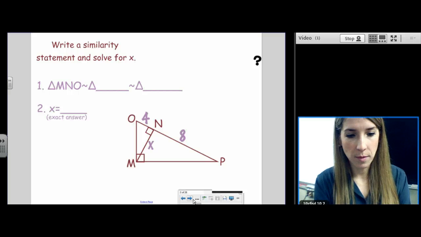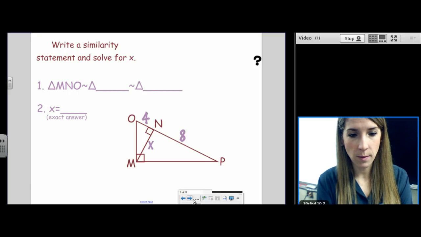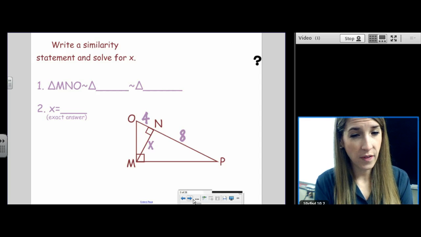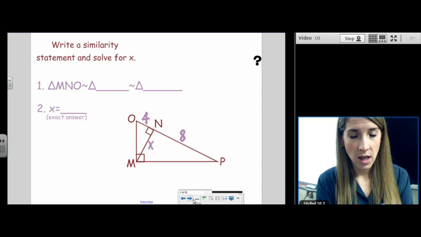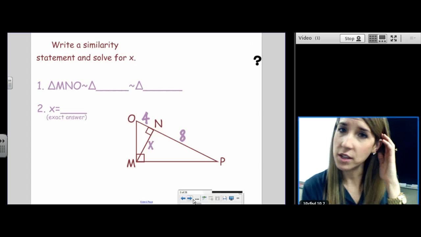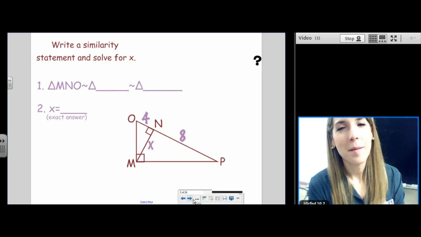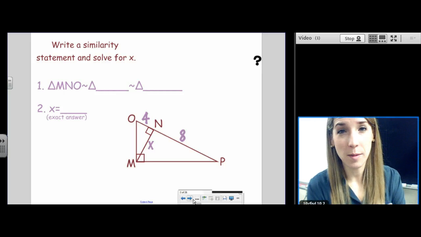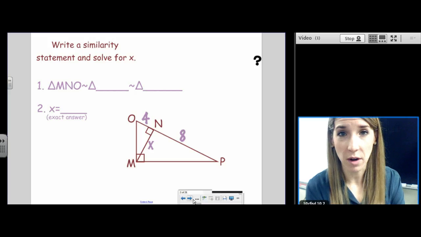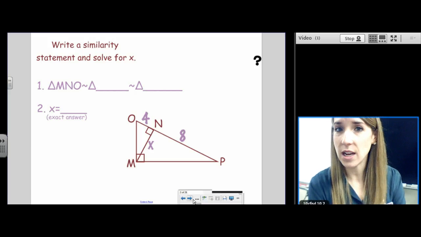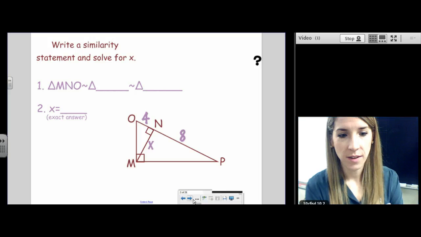So make sure you take this warm-up seriously so that you can be ready for one of the questions on your assessment. First, you need to fill out the similarity statement, and then you need to solve for x. We want it to be exact, so that means no decimal answers, please. You can't turn a square root into a fraction. You can't do math like that, because when we get the answer to a square root, it's an irrational number. You cannot represent irrational numbers with fractions.